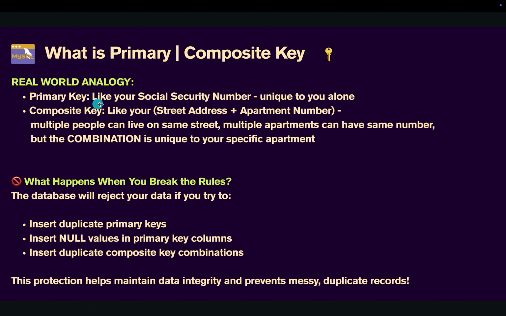Once again, you can review this information. A primary key is like your social security number, it has to be unique to you only. A composite key is a combination of more than one column. For example, street address plus apartment number. Multiple people can live on the same street, and similarly multiple apartments can have the same number, but the combination is unique to your specific apartment. And once you break these rules, the database will reject your data.